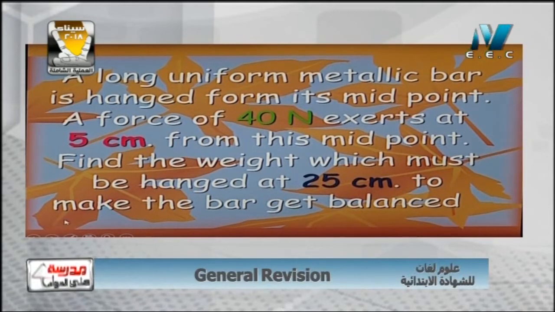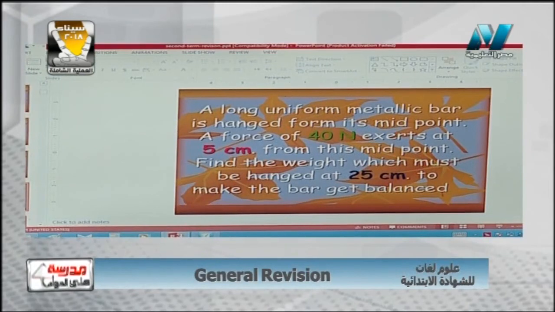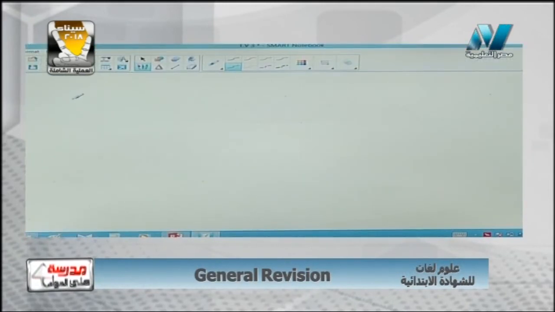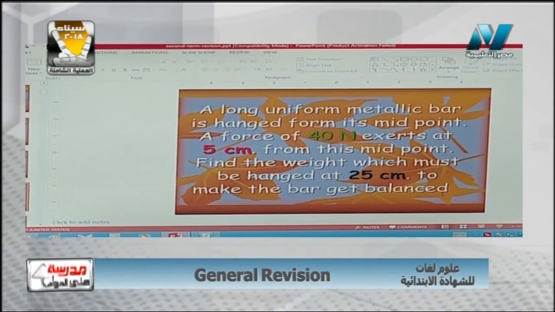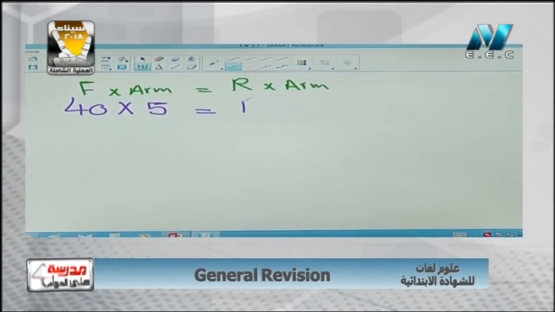نشوفها كده مع بعض. 40 times 5, force times arm, equal resistance times its arm. So we have, as you see here, 40 times 5 equal, at the other side we have 25 centimeters, so we have R times 25 centimeters. So we want to calculate what? We want to calculate the resistance to make the body in balance.